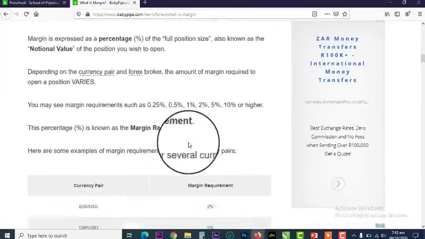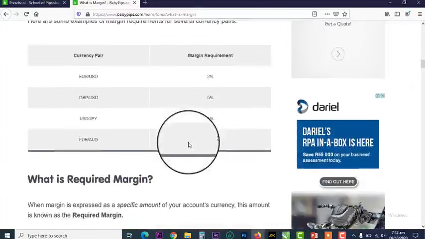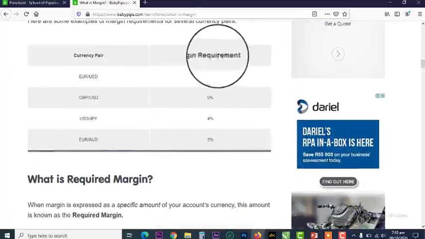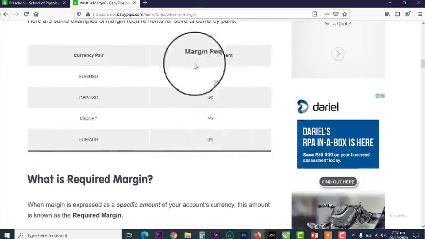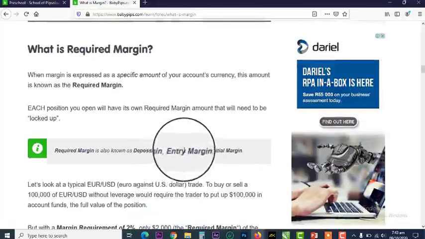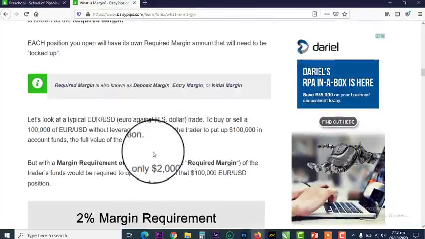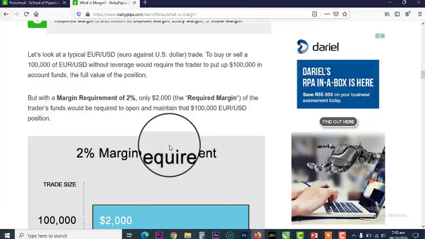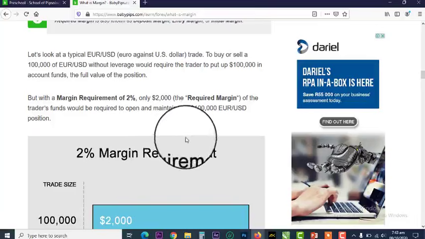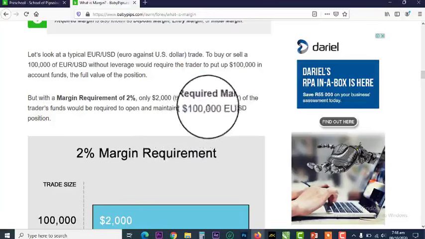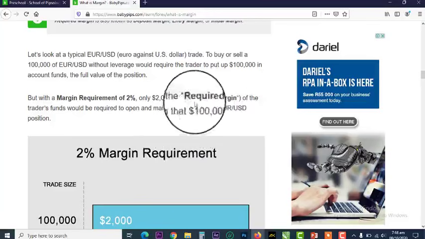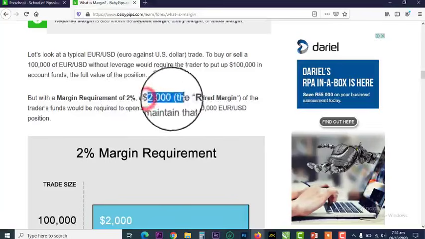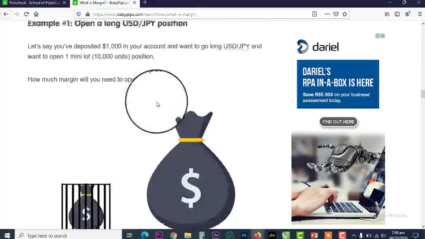Margin requirements and all of this. Okay, the percentage requirements for the pairs that you want to trade. These are the percentages. So what is the margin required? The margin required is the amount of money that you need to put in your account in order for you to be able to control a specific worth of financial instruments. So for 100,000 US dollars, if you want to trade the EUR/USD, you put 2% of this money into your account, which is 2,000 US dollars. So that is it.